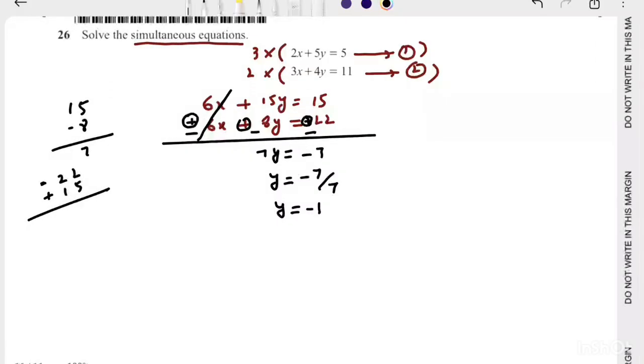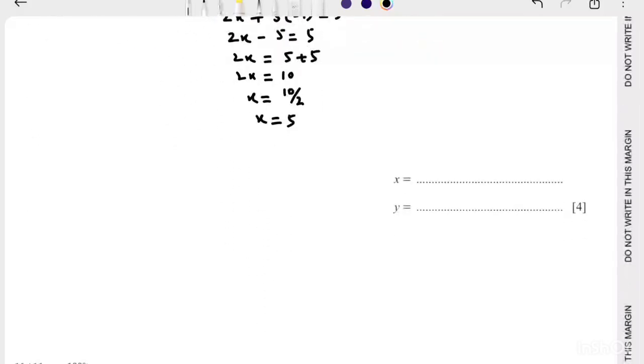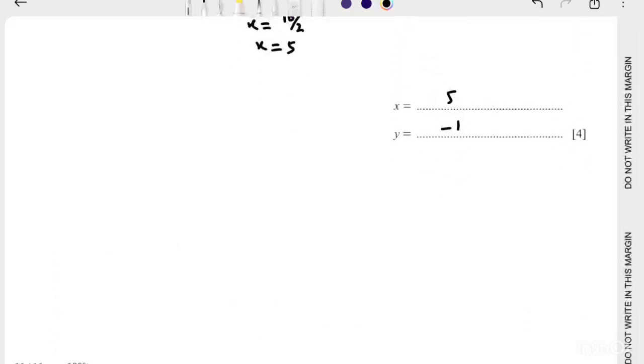Now we have to substitute this value in any one of the equations. I will take equation number 1: 2x plus 5, and in place of y I am going to write minus 1, is equal to 5. So 2x minus 5 is equal to 5, 2x is equal to 5 plus 5, so 2x is equal to 10, and the value of x would be 10 divided by 2, which becomes 5. Now the answer would be x equals 5 and y equals minus 1.